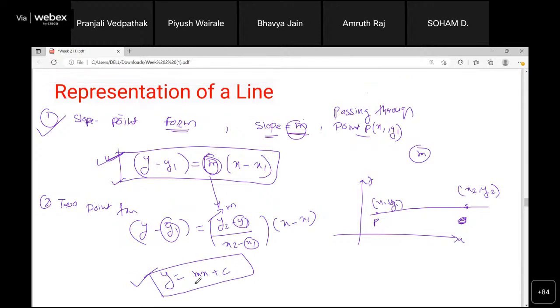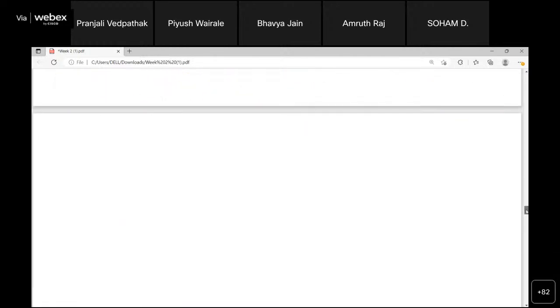Okay, sir. This is the equation of a line. So these two are the first forms, the slope point form and the 2 point form. Now the next thing is what I have discussed now.